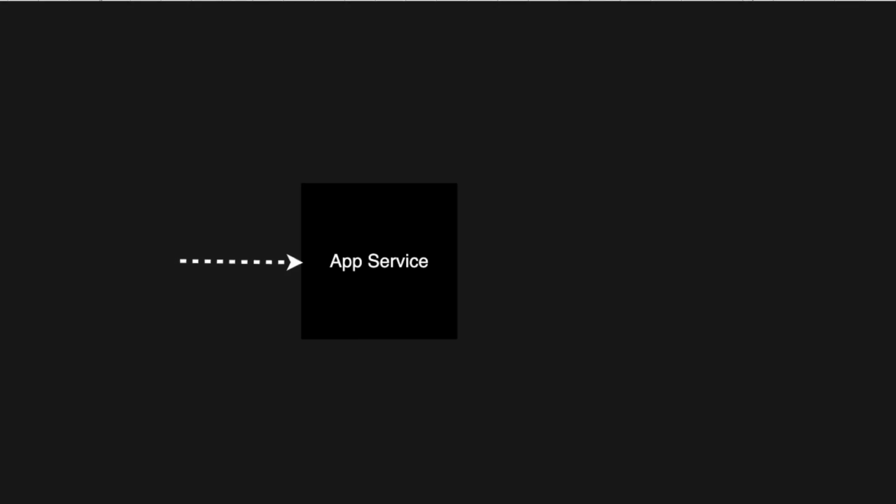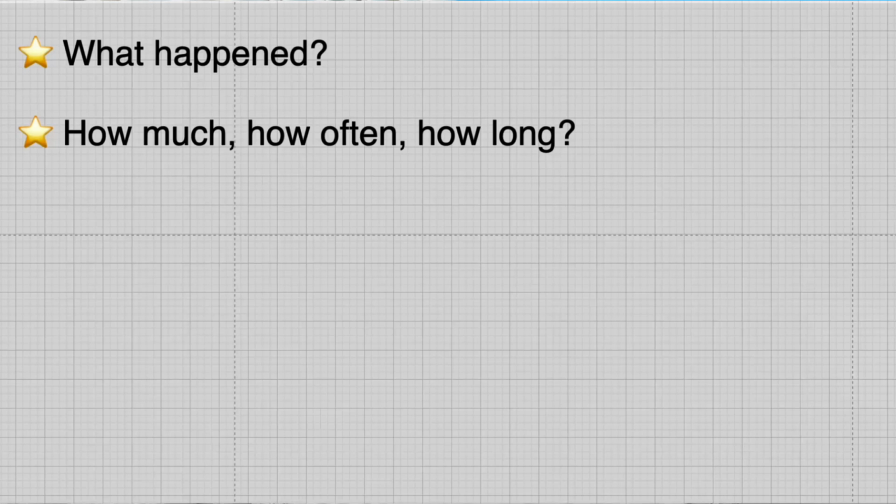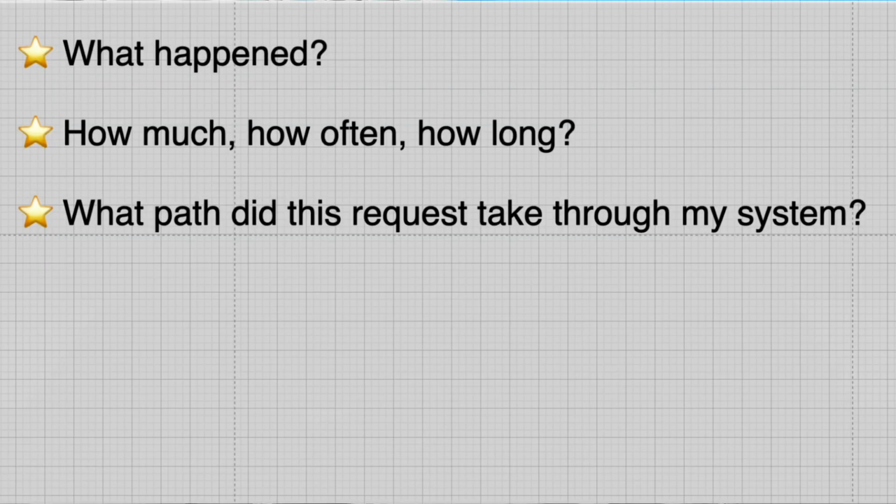The three main signals your system can emit are logs, metrics, and traces. And here is what most engineers don't realize. They are not just different formats for the same thing. They answer fundamentally different questions. Logs answer what happened. Metrics answer how much, how often, and for how long. Traces answer what path did this request take through my system. If you're only using one of them, you're building with one eye closed.